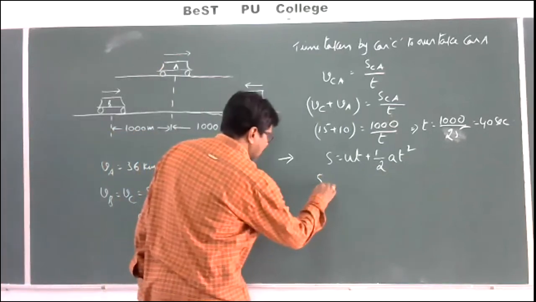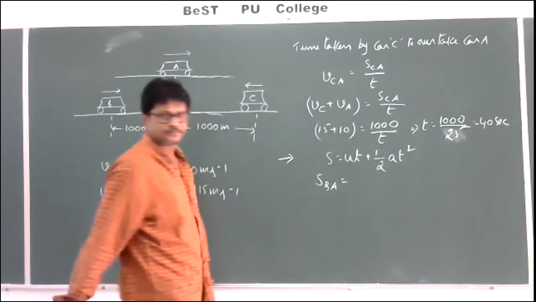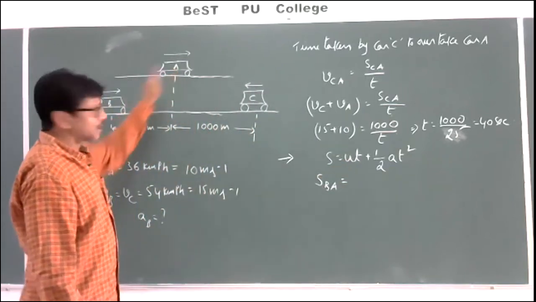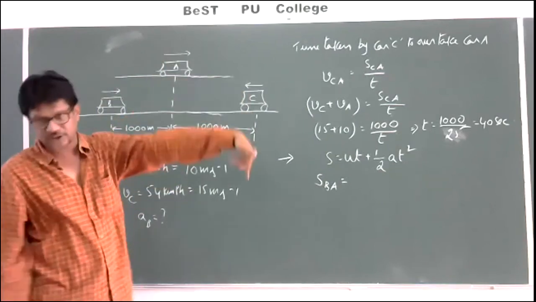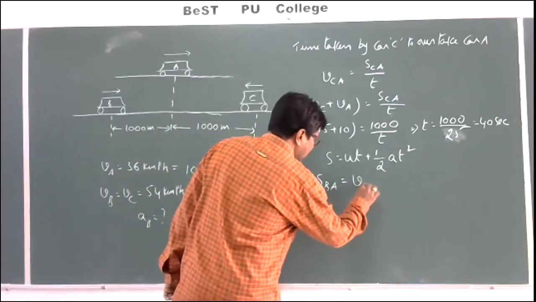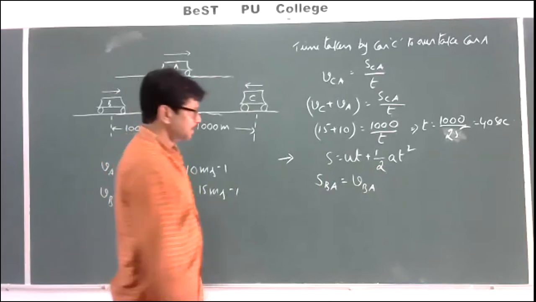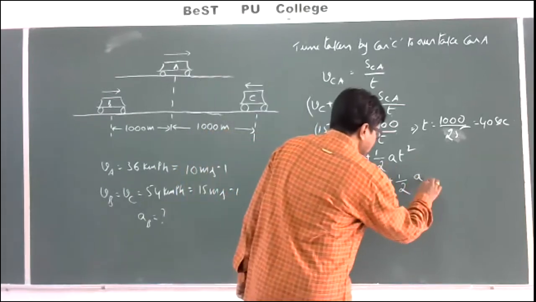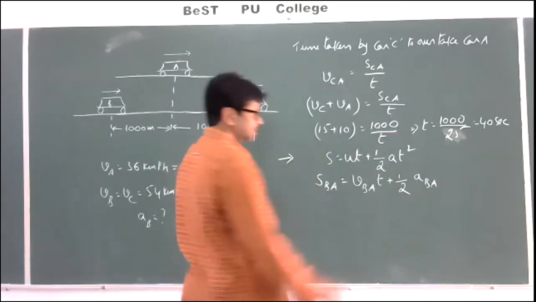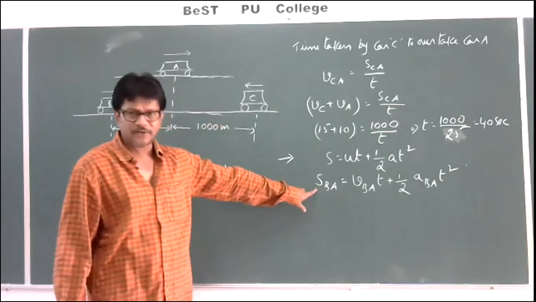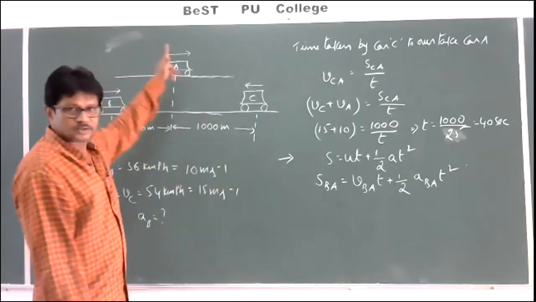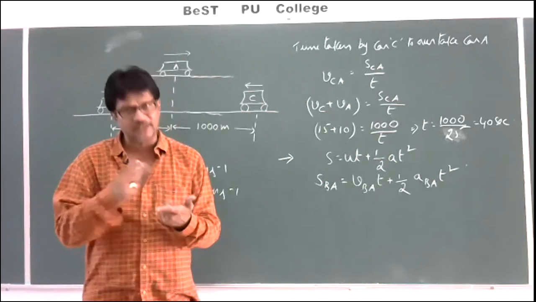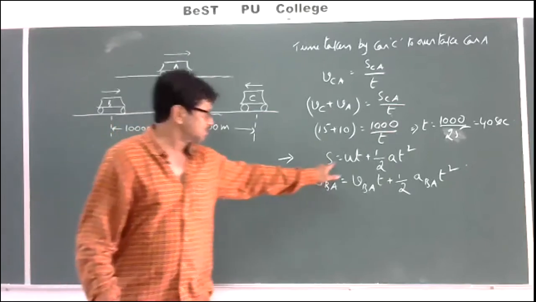So the relative distance traveled by car B with respect to car A is equal to u, meaning initial velocity. Here initially both are in motion, so I am taking the initial relative velocity, that is, the velocity of car B with respect to A, into T, plus half relative acceleration, acceleration of car B with respect to A, T square. This step is very, very important. Whenever both bodies are in motion, we have to consider relative velocity, relative acceleration, if there is any acceleration, and relative distance. S is equal to ut plus half at square.